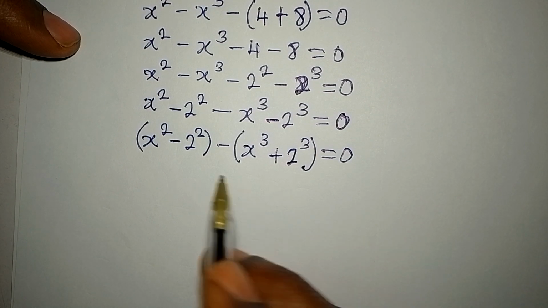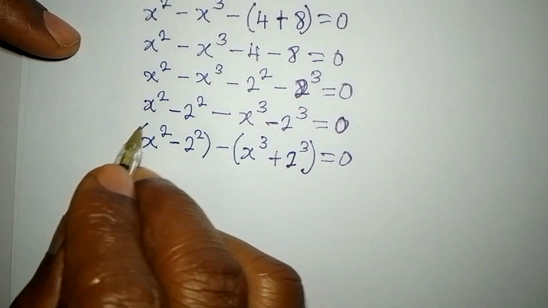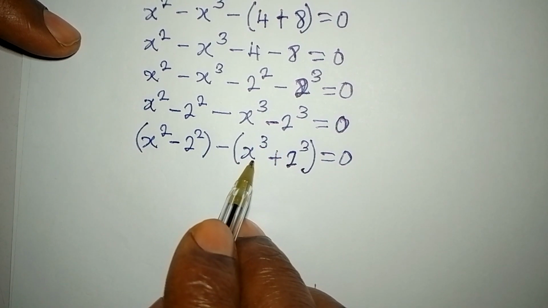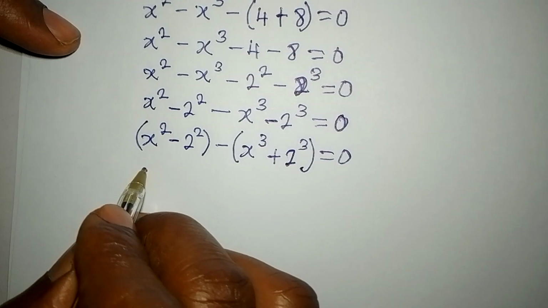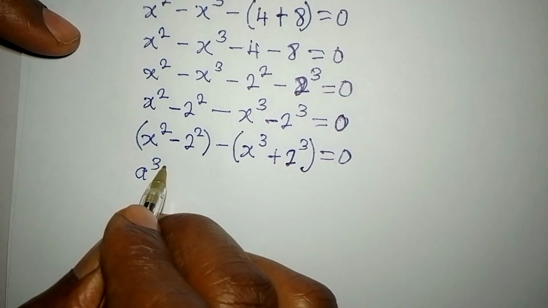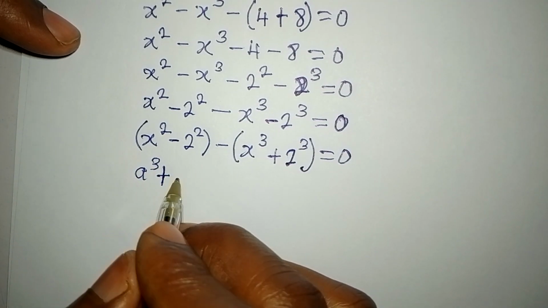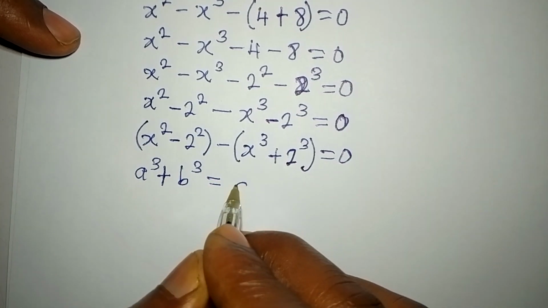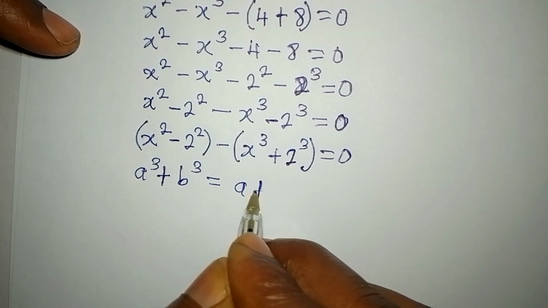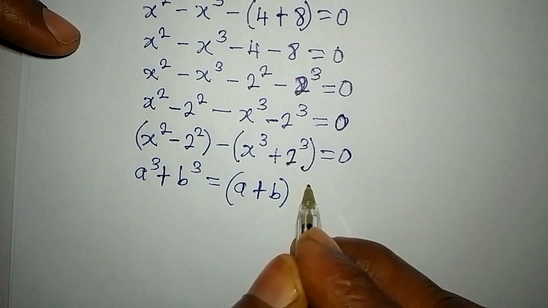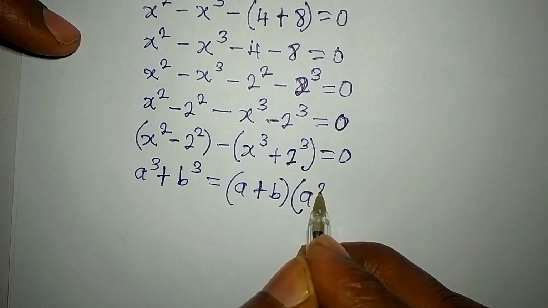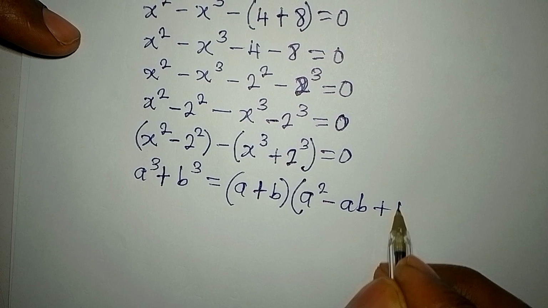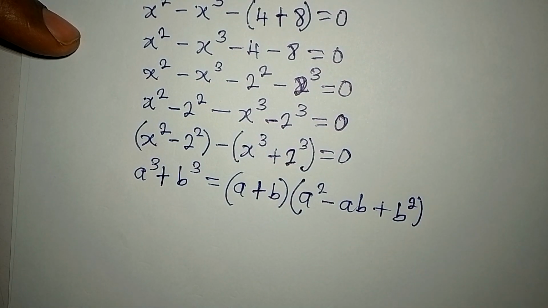Now, let's deal with this. From here, this is difference of two squares, so this is easy for us. Let's go to this x to the power 3 plus 2 to the power 3. a to the power of 3 plus b to the power of 3 is the same thing as a plus b into bracket a squared minus ab plus b squared. Close the bracket.